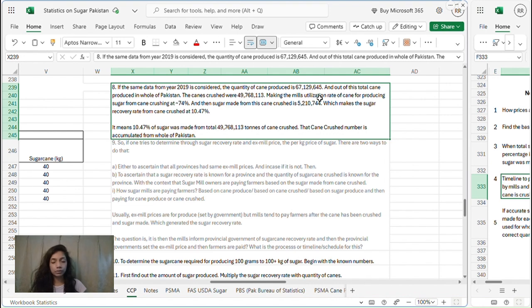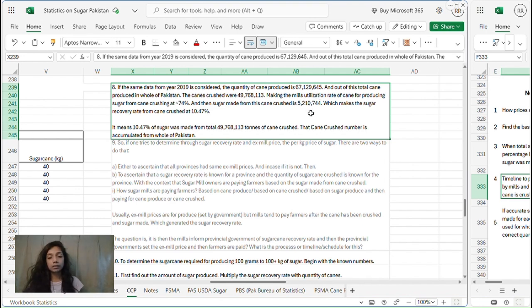when the cane produced for all Pakistan was 67 million, but the cane crushed was 49 million. There's a difference. So this 49 million is actually 74% of the 67 million, and 67 million is 100%. So assuming the mills did not just crush 49 million out of 67 million, but they crushed the whole 67 million of cane and then produced the sugar.